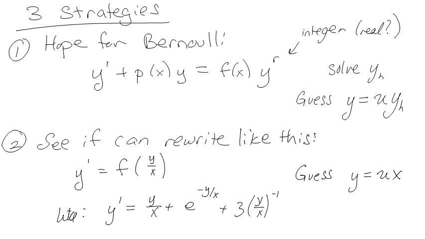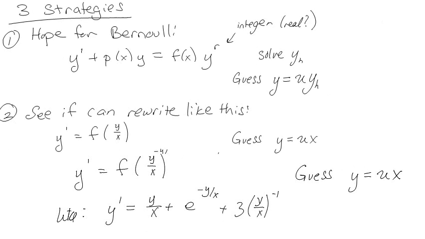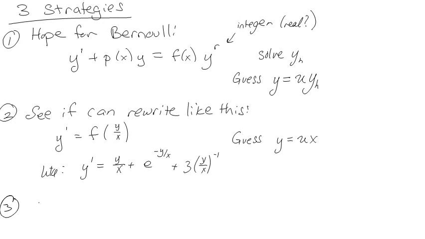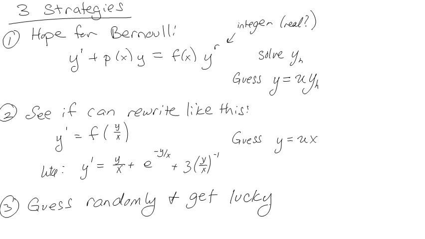So then the third strategy, unfortunately, is to guess randomly and get it right for the moment. This is just what we have for the moment, and get lucky. We're going to look at a couple of those strategies in the other videos in this little playlist. So if you have a nonlinear equation, you can hope that you get a Bernoulli, you can hope that you get a y over x, and if you don't get something like that, then you just want to guess randomly and hope you get lucky. So we're going to go take a look at those.